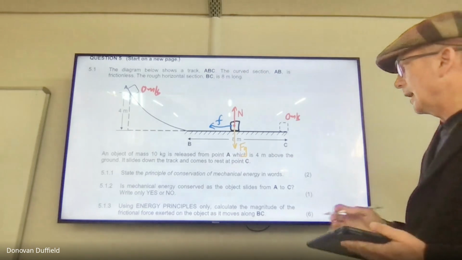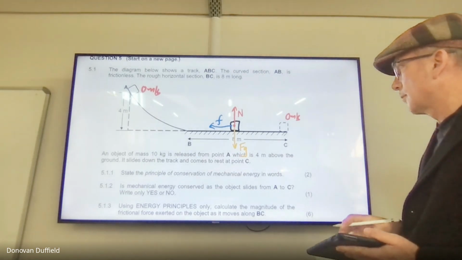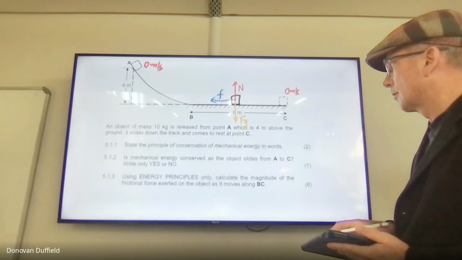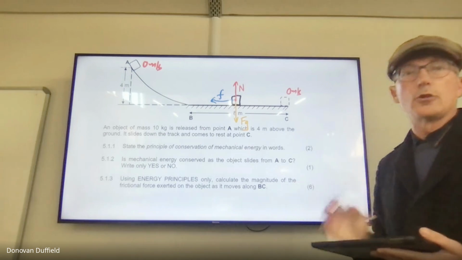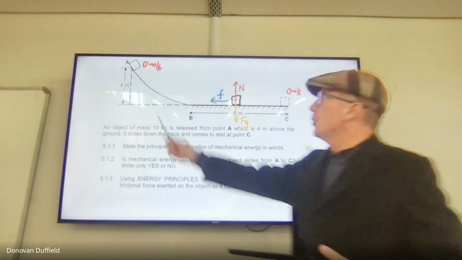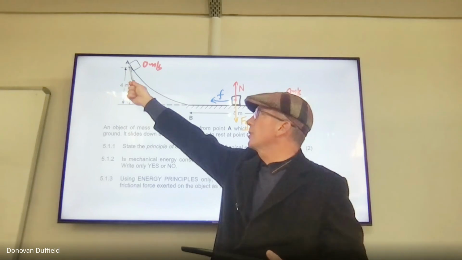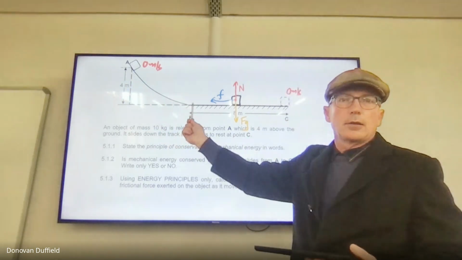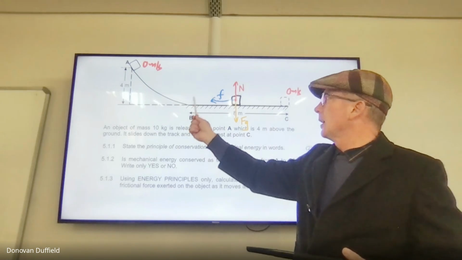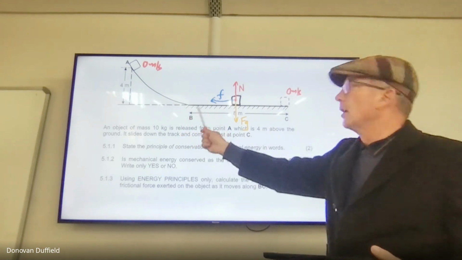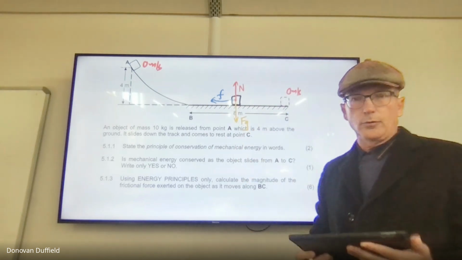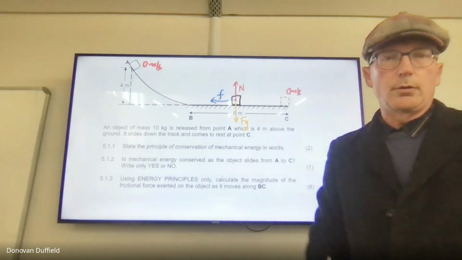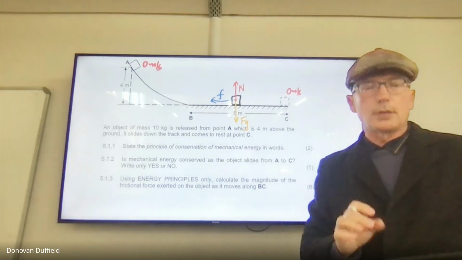So it says, using energy principles only, calculate the magnitude of the frictional force exerted on the object as it moves along BC. Now, there are different ways of doing this. You can work with conservation of mechanical energy there, get the velocity at the bottom, then say, okay, now I'm going to work with the changing kinetic energy over here, work out the frictional force. I'm not going to do that. I'm going to use WNC.